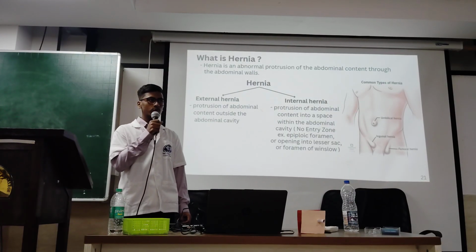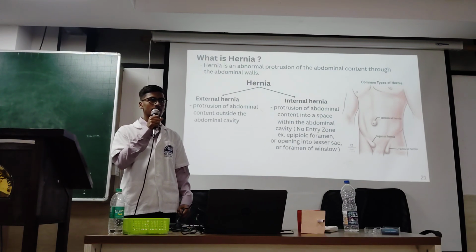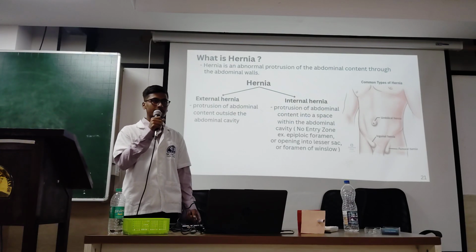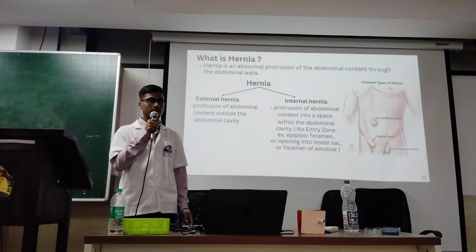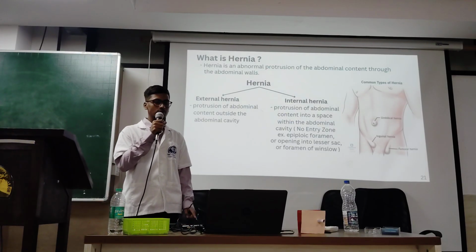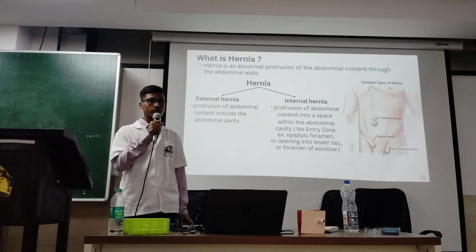Hernia is of two types: external hernia and internal hernia. As the name suggests, an external hernia is one which is seen externally. The external hernia means the protrusion of the abdominal content outside the abdominal cavity, and the internal hernia means the protrusion of the abdominal contents into a space within the cavity. These spaces are known as the no entry zones, for example the opening into the lesser sac, or the foramen of Winslow.